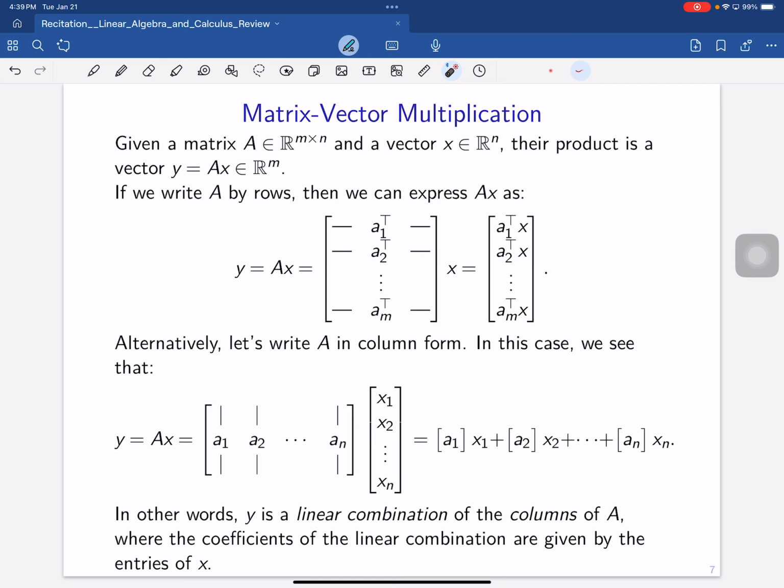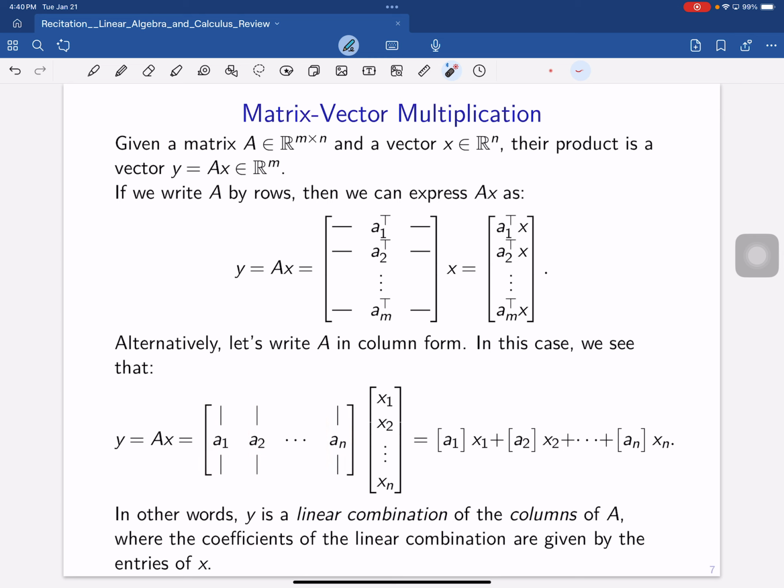If you look at A times x in this form, it doesn't give you any intuition. I would prefer to look at matrix multiplication in a slightly different form, where you treat Ax as a linear combination of all the columns of A. Here the coefficients are x1 all the way to xn. So you are taking a linear combination of those columns in the matrix A.